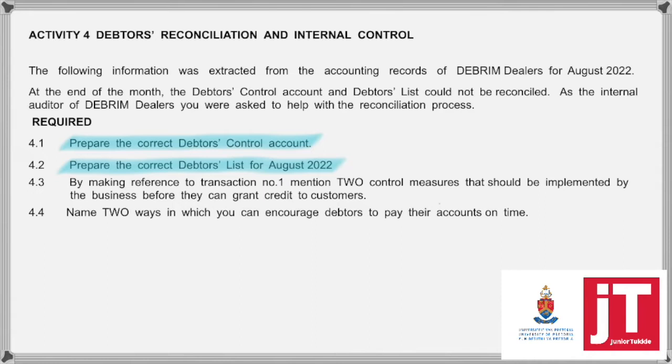And then, by making reference to transaction number 1, mention 2 control measures that should be implemented by the business before they can grant credit to customers. And then name 2 ways in which you could encourage debtors to pay their accounts on time.